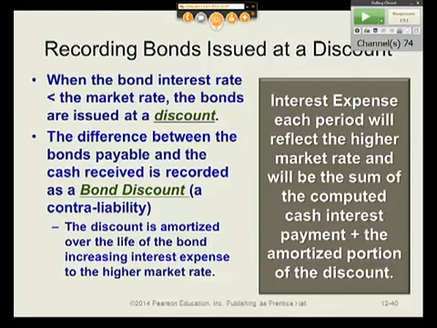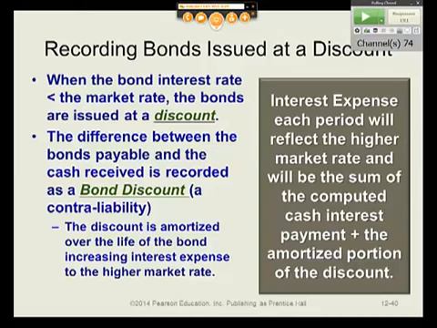So let me do that. Okay, so when we record bonds at a discount, it means that the market rate of interest is greater than the stated rate. Therefore, if I can get more in the market, I'm paying less for the bonds, so they sell for a discount. The bond is recorded by recording the par value or the face value in the bonds payable account.